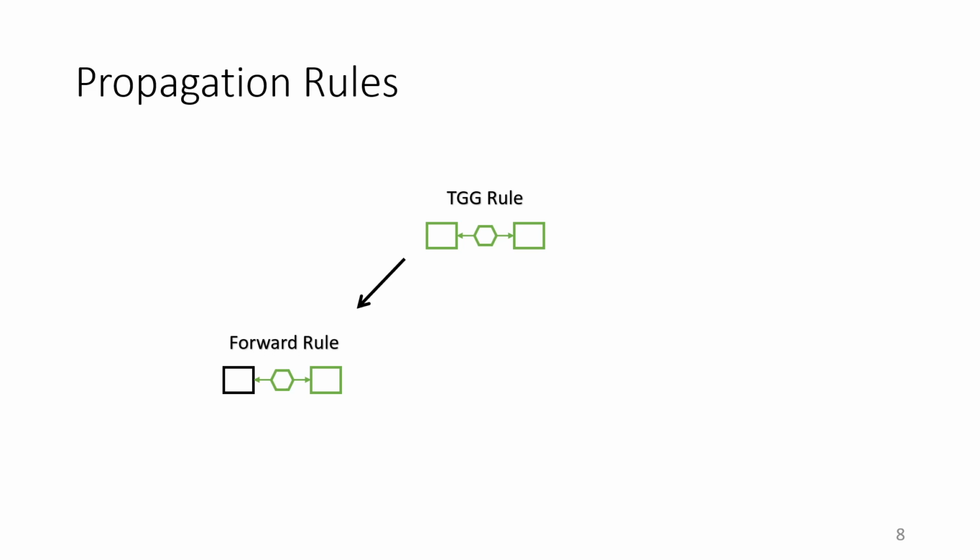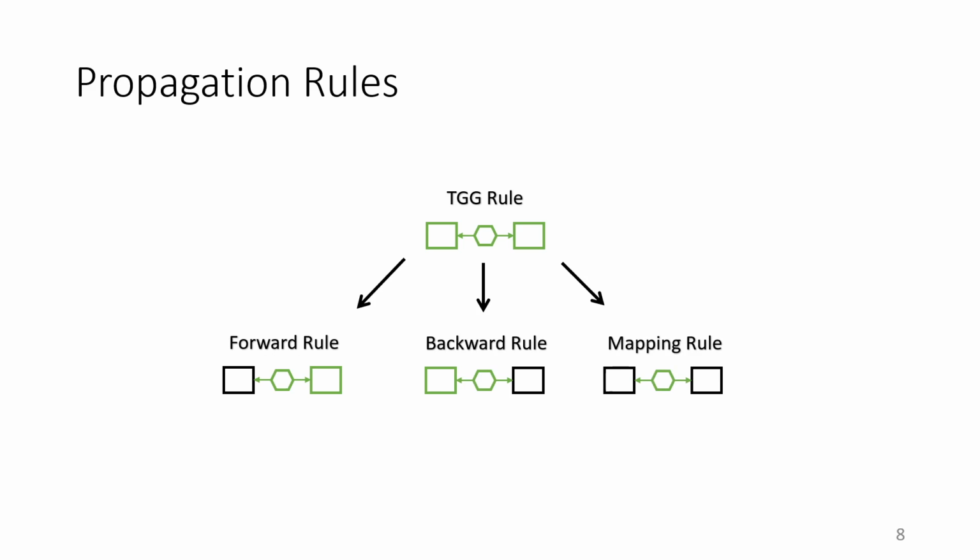Also, if a user deletes all elements on the source side, we know that we have to delete all elements the forward rule has created before to synchronize this. And then we can also, of course, create backward rules in the same way, or even mapping rules, which, given that we already have elements in both models, let us map these elements together instead of translating them each.